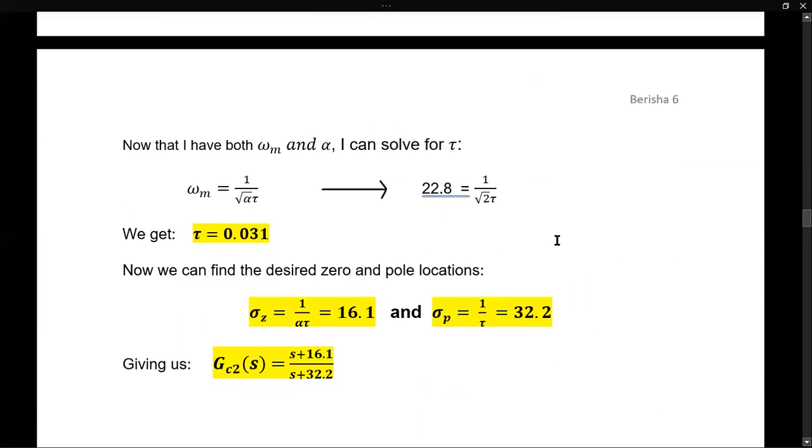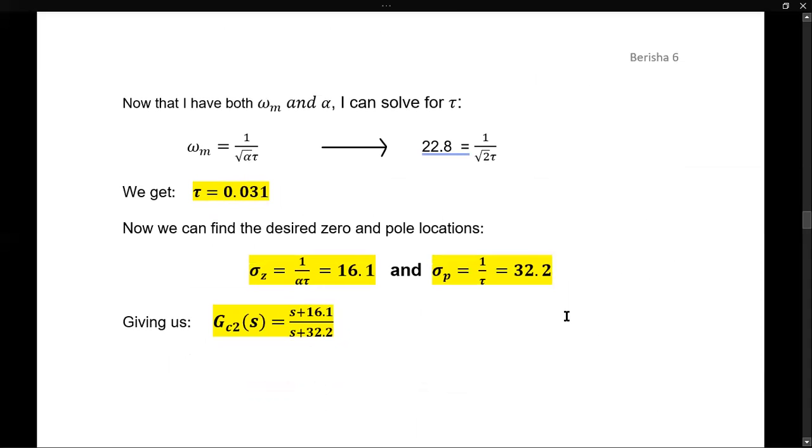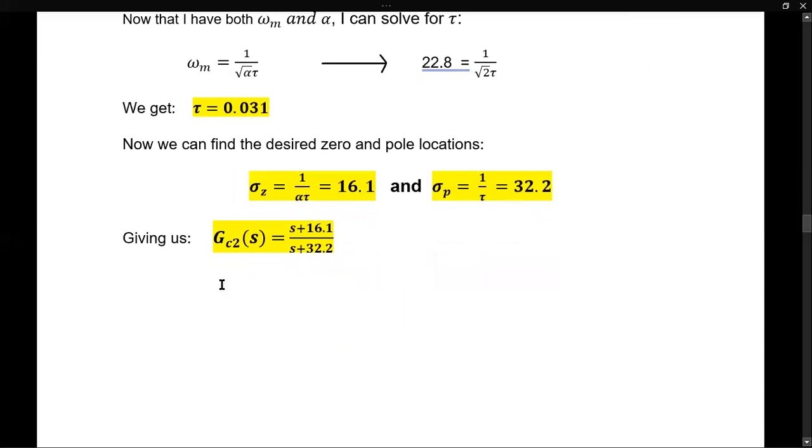Now we find the desired locations of the pole and 0. The pole location is inverse of tau, which is 32.2, and the 0 location is 1 over tau times alpha, which is 16.1. And you can see that this is half of the pole location, which is expected since we took alpha equal to 2. So that gives us the second lead compensator equal to s plus 16.1 over s plus 32.2.